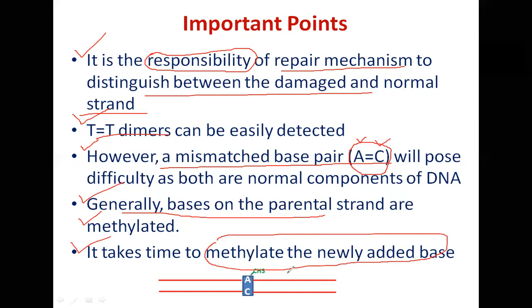I've tried to show it over here. For example, these are the two DNA strands and you have an abnormal base pair, AC.